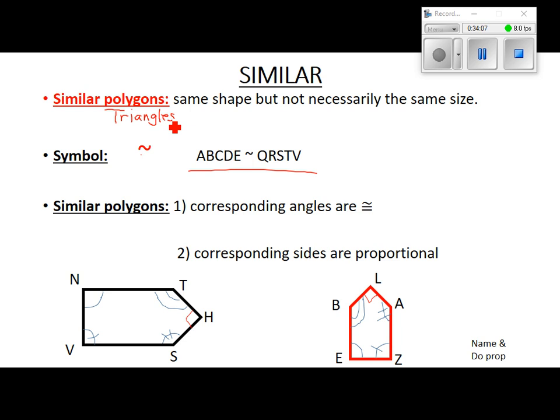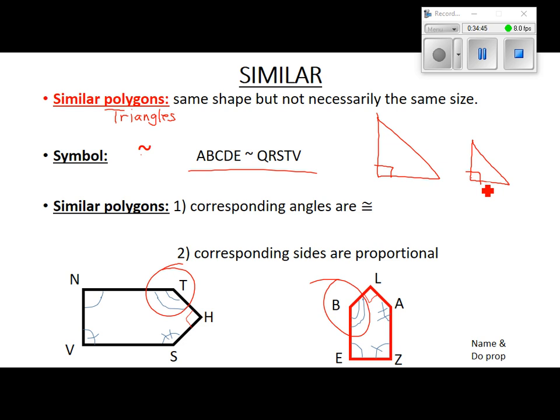Two things have to happen for things to be similar. Corresponding angles are congruent. So the angles still stay the same. If I'm looking at these two pentagons right here, even though they're not congruent to each other, they're just similar to each other, the angles that match up, like angle T and angle B right here, are the same measures. So if I have two triangles that are similar, and this angle is a right angle, then that tells us this angle right here has to be a right angle. The angles don't change.